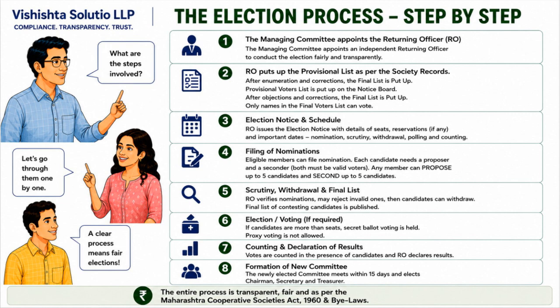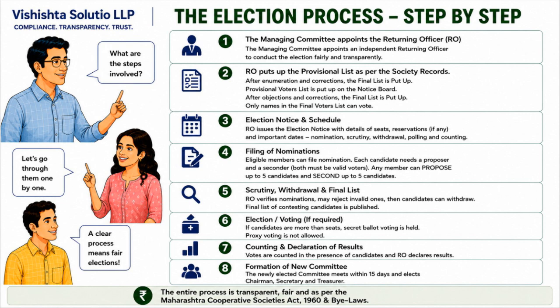Following this, the returning officer issues the election notice and schedule, detailing the available seats, any reservations, and key dates like nominations, scrutiny, withdrawals, polling, and counting. Eligible members then file their nominations, with each candidate requiring a proposer and a seconder, both valid voters. Each member can propose or second up to 5 candidates.